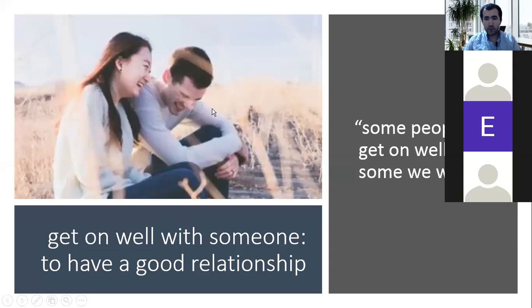Some people we get on well with, some we don't. Get on well with someone means to have a good relationship with that person. So this person maybe did something not good to you, maybe hurt your feelings or hurt you with words, and then you were sad, so he wanted to get on well with you and tell you, I'm sorry, I didn't mean it, it was just a bad time I had. To make this relationship continue.